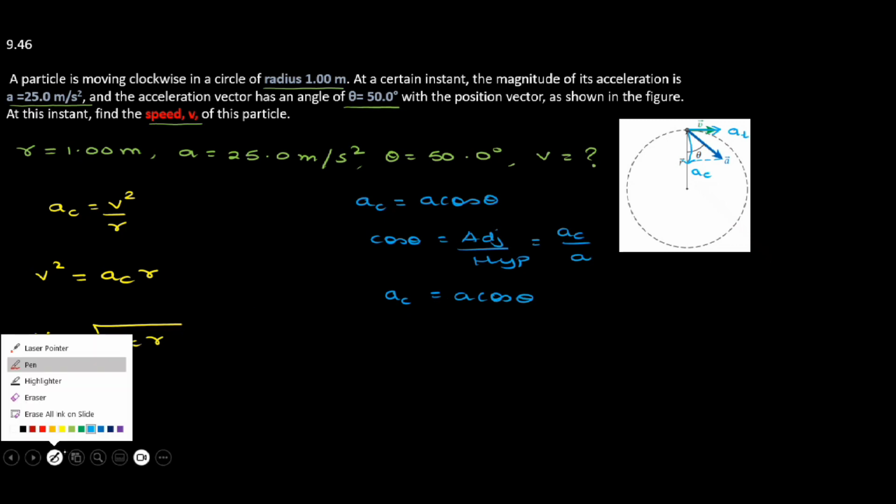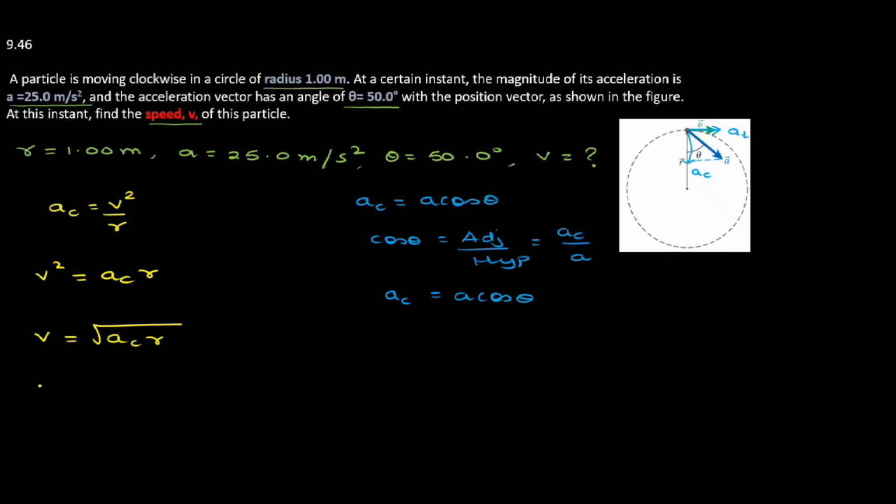Now let's substitute this in our equation for v. I can write v equals square root; in place of ac, I will write a cosine theta times r. Now substitute the magnitude of total acceleration, 25, times cosine of the angle 50, times the radius, which is 1. And when you solve this, you get the speed of the particle at that instant to be 4.01 meters per second.